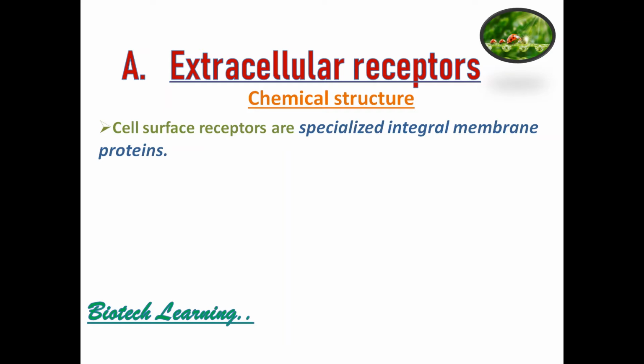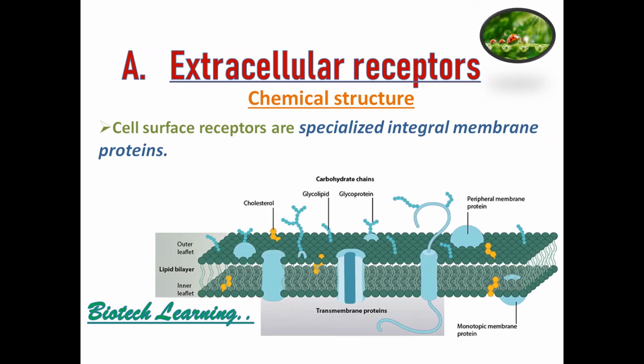Now let's see the chemical structure of these receptors. These are basically specialized integral membrane proteins. So what are integral membrane proteins? Let's look at this picture. This shows a lipid bilayer, or the plasma membrane. Here you can see two layers of lipids, which is why it's called a lipid bilayer, and you can see many proteins studded into this.